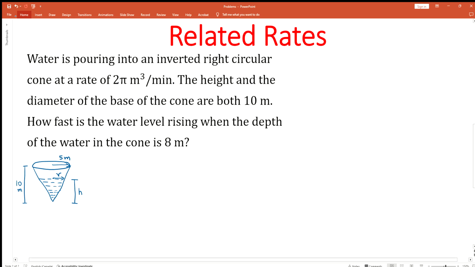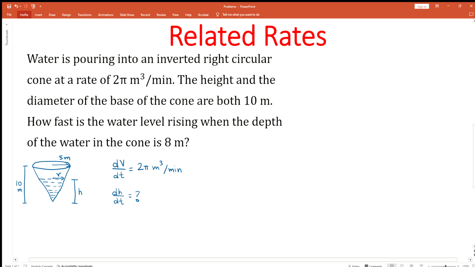We are given that water is pouring into this cone at the rate of 2π m³ per minute. That means dV/dt, the rate of change of volume of water in the cone, is 2π m³ per minute. There is a very important concept we need to understand. We have to find how fast the water level is rising. That means we have to find dh/dt, because h represents the height of the water in the cone.